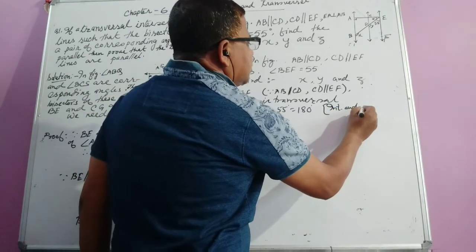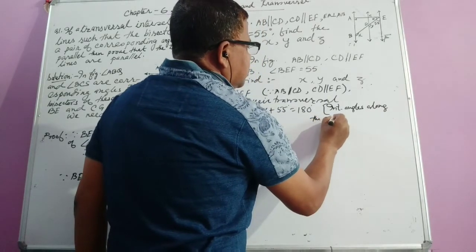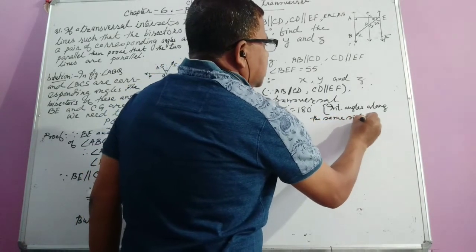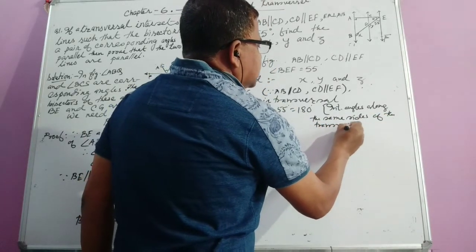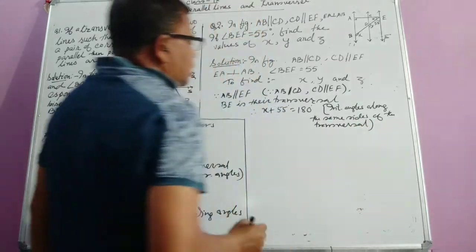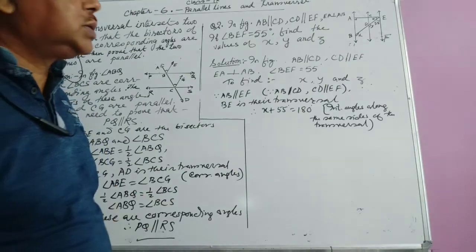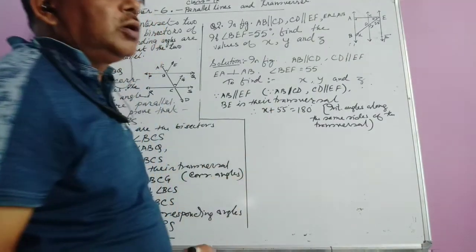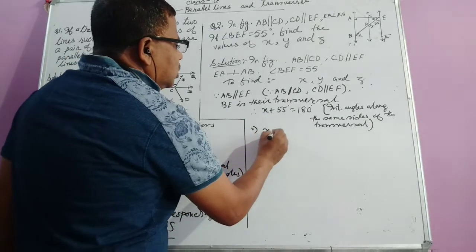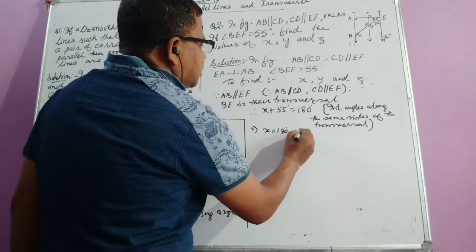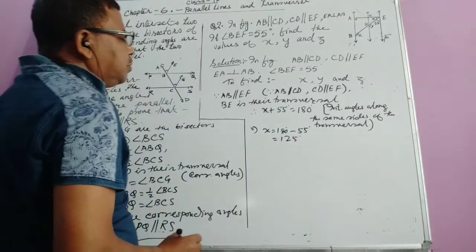If two parallel lines are intersected by a transversal, then the sum of interior angles along the same side is equal to 180 degrees. So here X is equal to 180 degrees minus 55 degrees, which is 125 degrees.